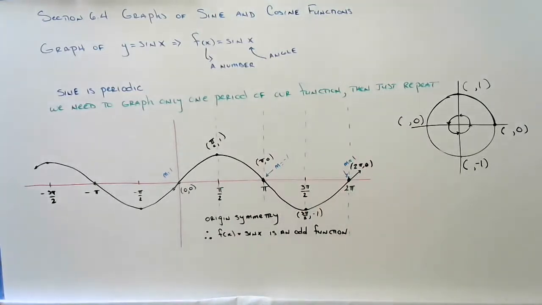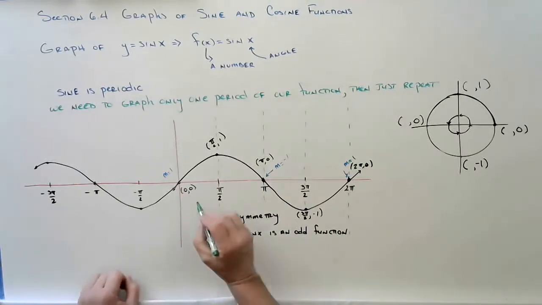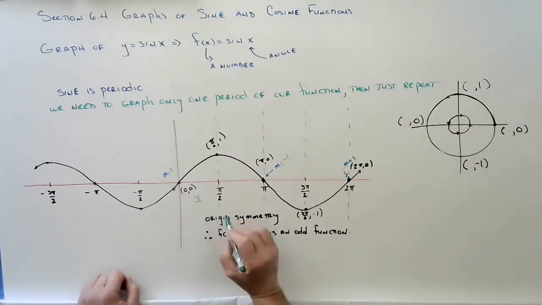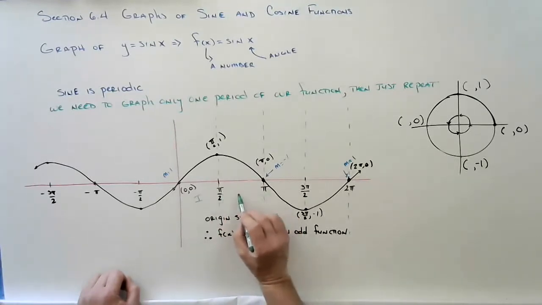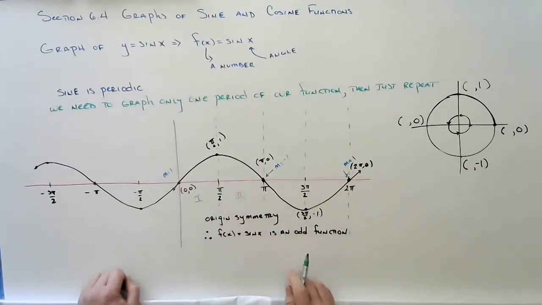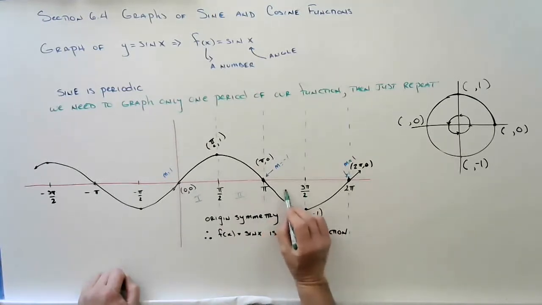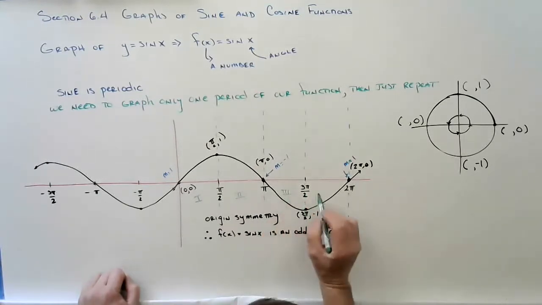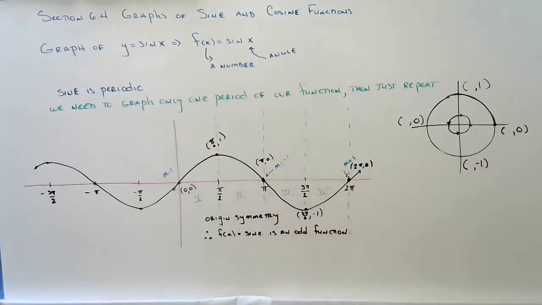So if we slice the sine curve up into its 4 component pieces, this goes from 0 to pi over 2. This is quadrant 1. This goes from pi over 2 to pi. This is quadrant 2. This goes from pi to 3 pi over 2. This is quadrant 3. And this is quadrant 4, 3 pi over 2 to 2 pi.